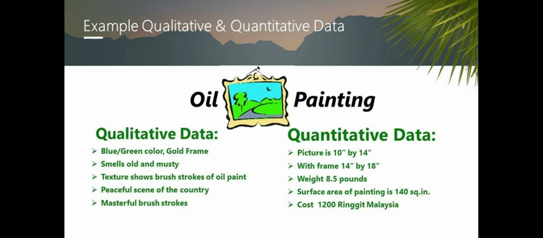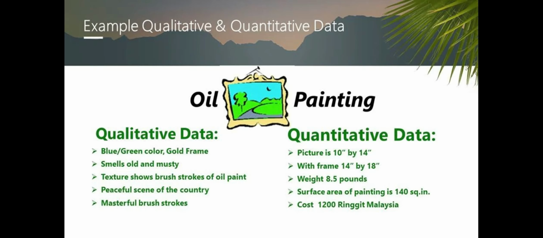On the left hand side, let's discuss it through qualitative means. An oil painting can be described as mostly blue or green in color. It smells old and musty. The texture shows brush strokes of oil paints. The scenery is like a peaceful one, and the brush strokes are very masterful.